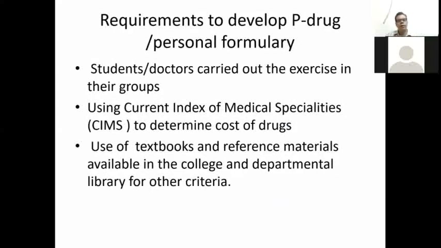So what are the requirements for a P drug? As I told, physicians, keeping in mind their previous knowledge, select the drug for a disease. But it is not a proper process, we can say. So we have a quantitative process that we can discuss later on.